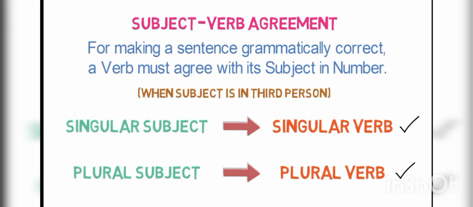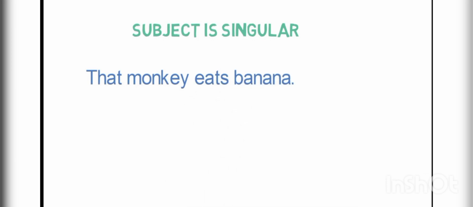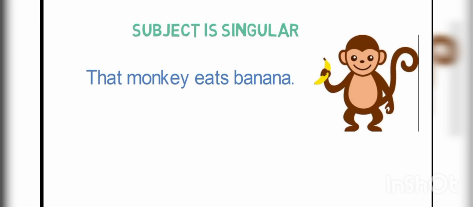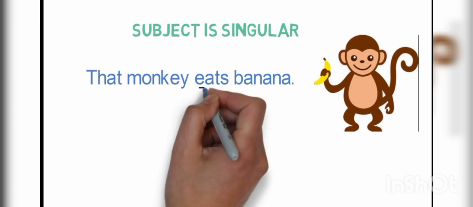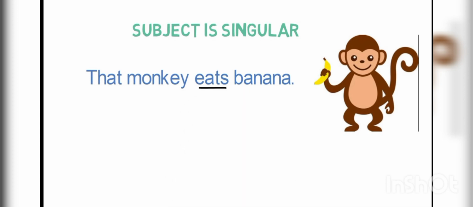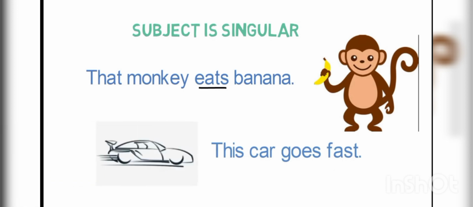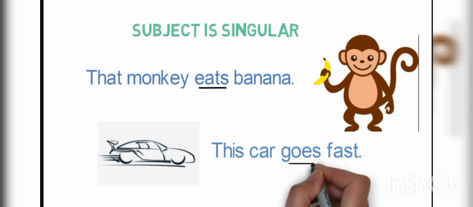Now, let's look into examples to make things clear. Let's look into example where subject is singular. That monkey eats banana. Here, subject is monkey, which is singular. So, verb will also be singular. In this case, it is eats. Let's look into one more example. This car goes fast. Here, the subject is car, which is singular. Verb will also be singular. In this case, it is goes.